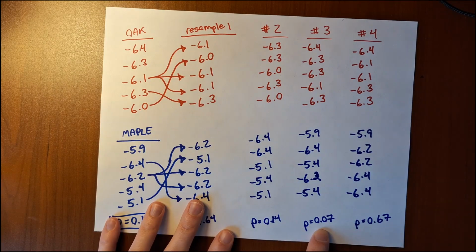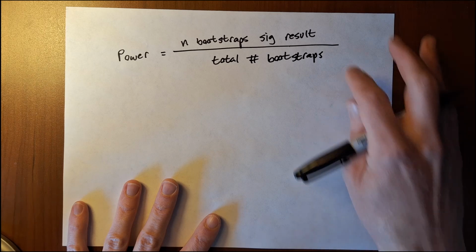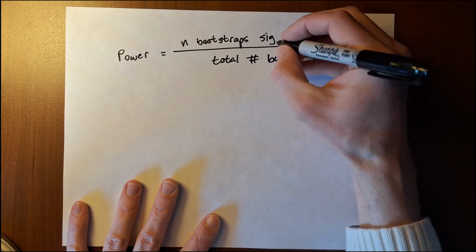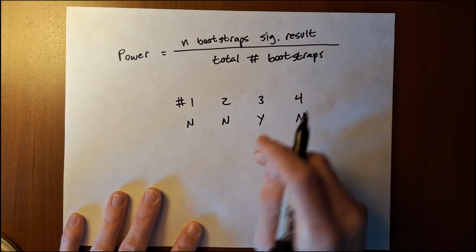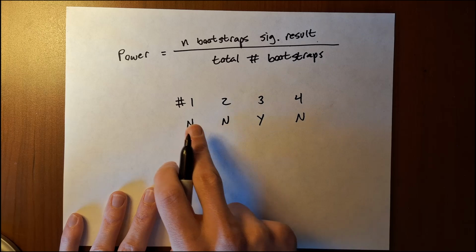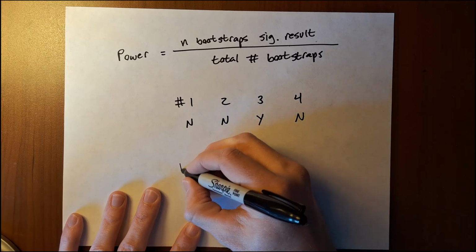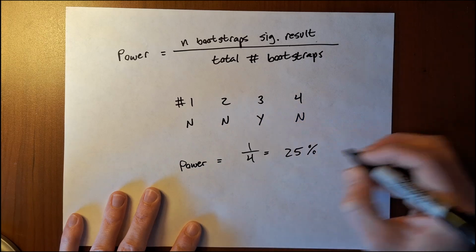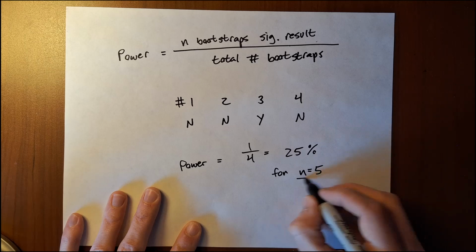One of the times we got a p-value less than 0.1. That brings us to the idea of power, where power is the total number of resampled or bootstrapped datasets that gave us a significant result divided by the total number of bootstraps. We had 4 different resamples. 3 of them did not give us a significant result, 1 did. So we can estimate our power to be 25% for n equals 5.